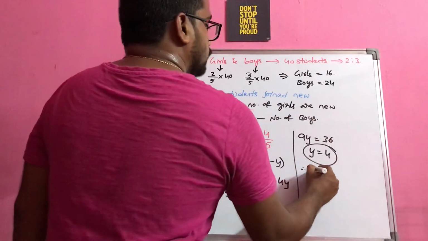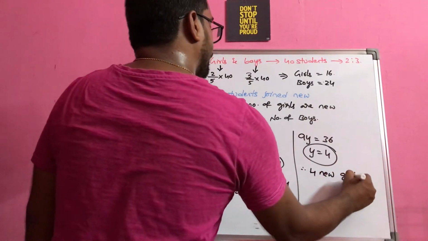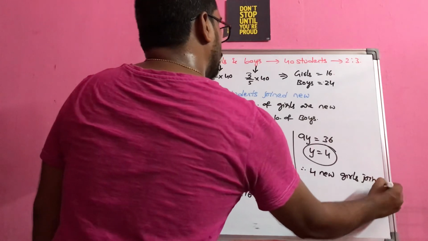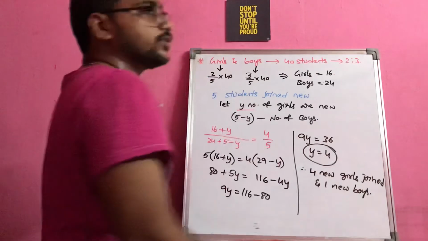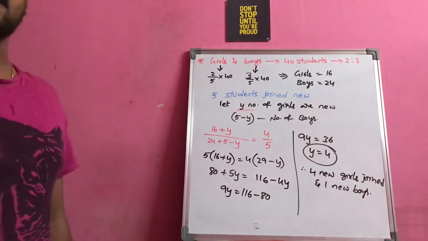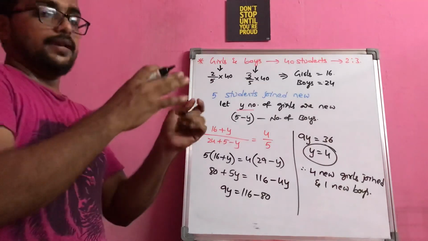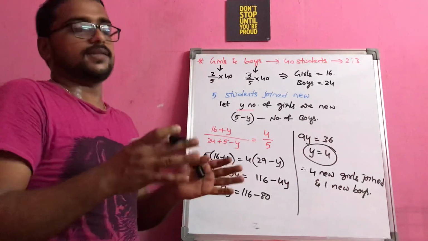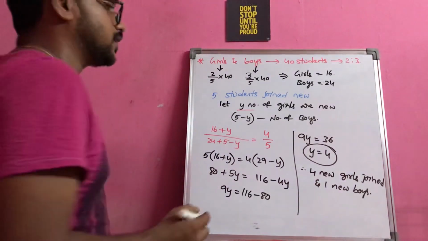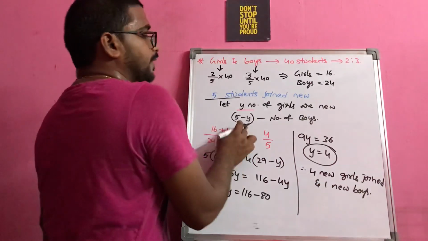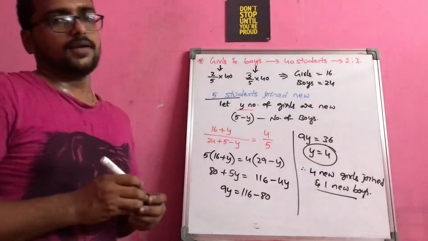So therefore 4 new girls joined and 1 new boy. Now see the question. They are asking how many of them must be boys. They are not asking what is the total number of new strength. They are asking how many of them must be boys. So 5 minus y is representing the number of boys. So only 1 new boy had joined in that particular class.